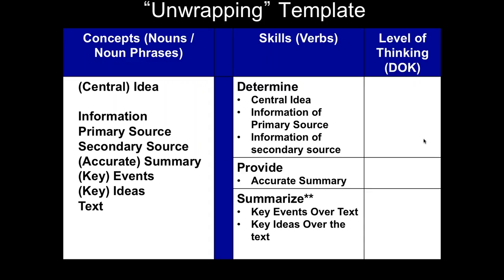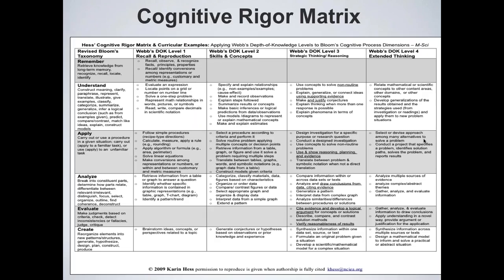the whole standard in its context, the whole construct. They have to summarize key events over the text and summarize key ideas over the text. So we can't just list determine, provide, summarize. What do they have to determine? They actually have to determine multiple things, provide an accurate summary, and they have to summarize the key events as well as the key ideas.